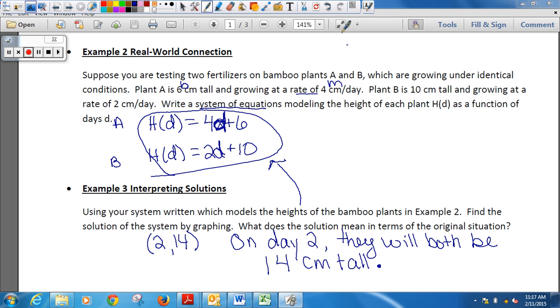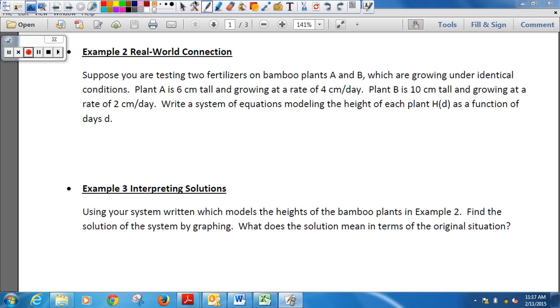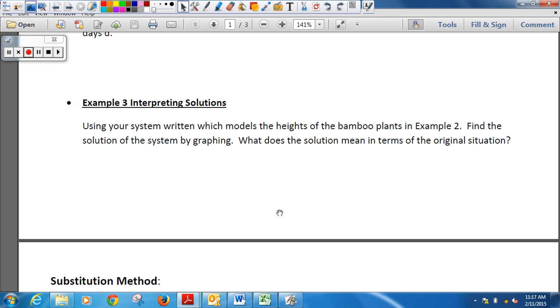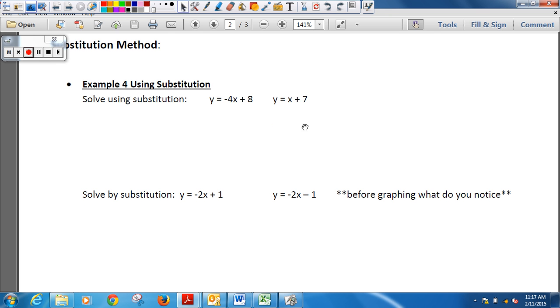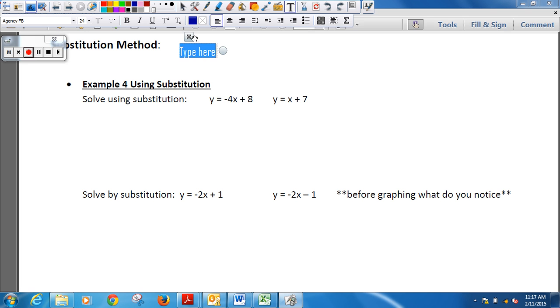Okay, let's go ahead and turn our page, and we are actually going to be starting the substitution method now. So we're done with graphing, so we're done with the graphing calculator. We are going to be using the substitution method. So the substitution method is our second method that we are going to learn to use to solve systems of equations.